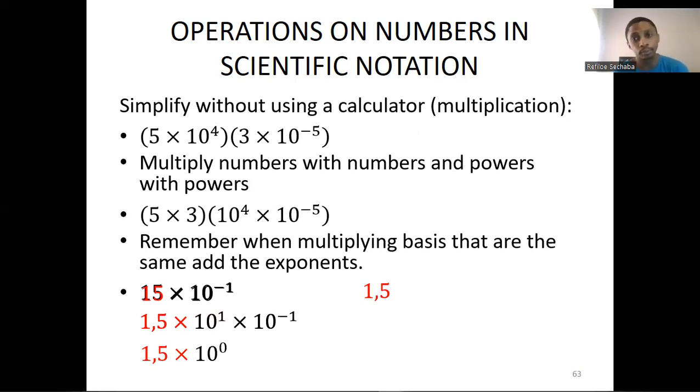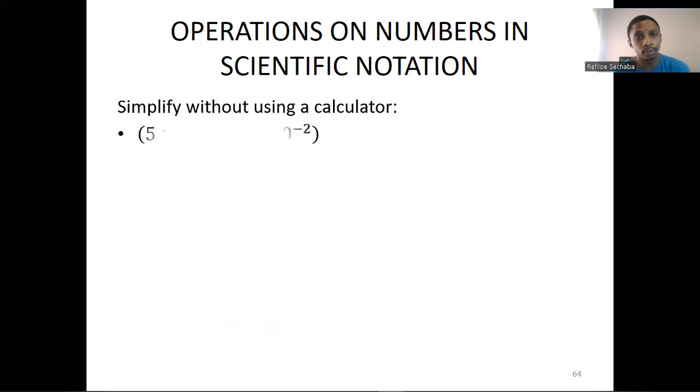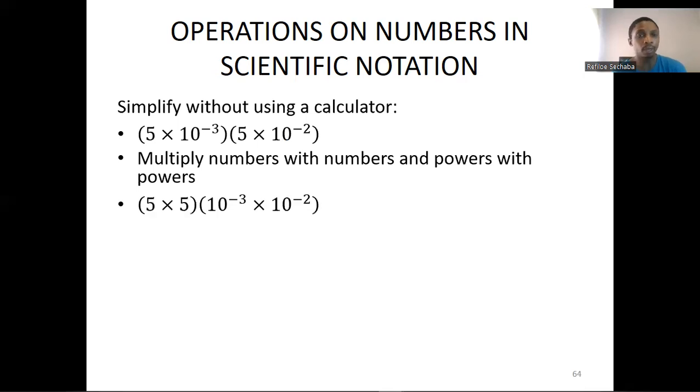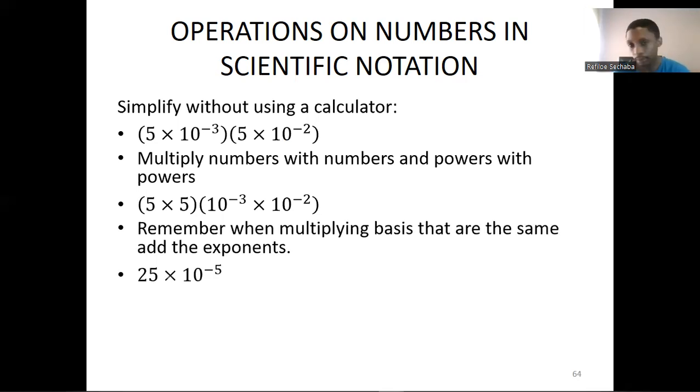All right, let's go to the next one. Simplify this. Remember, numbers with numbers, powers with powers. So I'm going to put the powers in one bracket, the numbers in one bracket. 5 times 5. What is 5 times 5? It is 25. What about 10 to the exponent of -3 times 10 to the exponent of -2? What will that give you? So you'll have 10 to the exponent of -3 minus 2. So -3 minus 2 is -5. You'll end up having 10 to the exponent of -5.